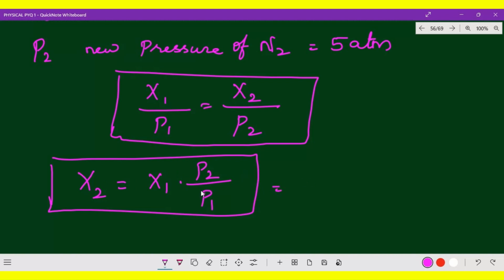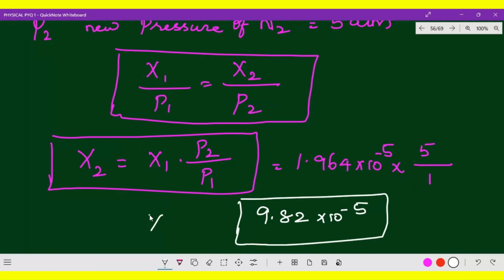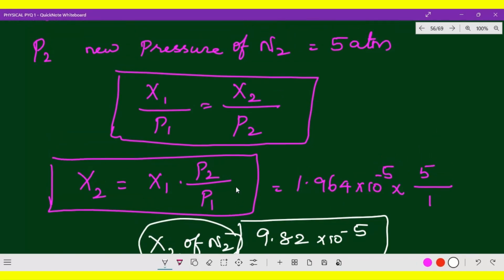Now this is chi2 only. So chi2 is equal to chi1, that is 1.964 into 10 to the power of minus 5, into 5 atmospheric pressure, divided by 1 atmospheric pressure. So what answer will you get? You'll get around 9.82 into 10 to the power of minus 5. This is the mole fraction of nitrogen gas at 5 atmospheric pressure. That is the mole fraction they are asking for, right?